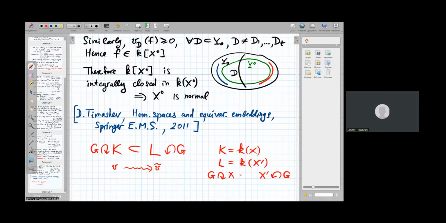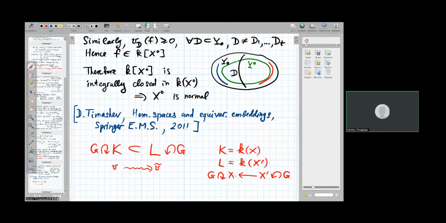Well, let me finish. I didn't yet finish. So, both varieties should be equipped with an action of G. And the inclusion of fields, K included in L, should come from a G-equivariant map from X prime to X. And also, if you do not assume sphericality, so let me remind that I am always considering the spherical case.